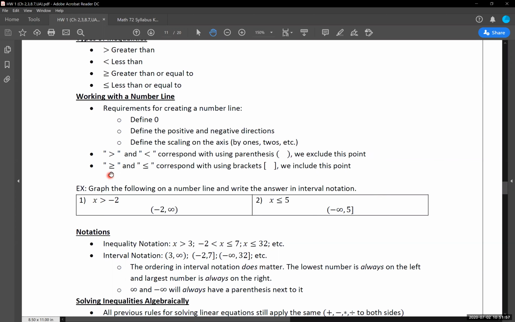If we're working with the greater than or equal to and less than or equal to, these correspond to using brackets on our number line, meaning that we are going to include this point. I need everything less than that number or equal to that number, so I can use that in my final answer.